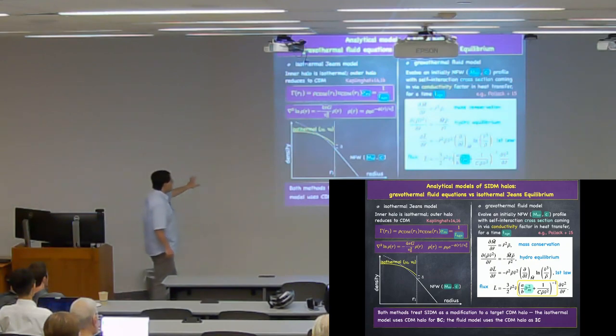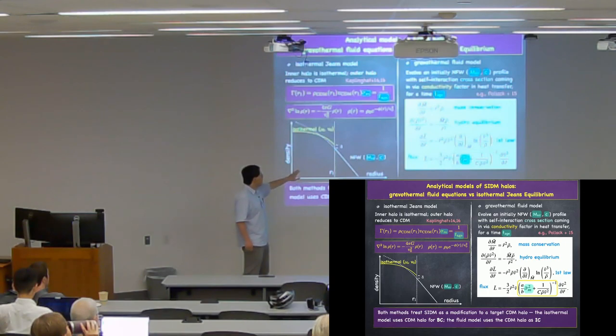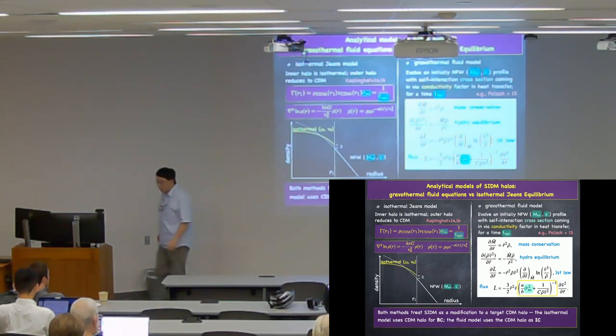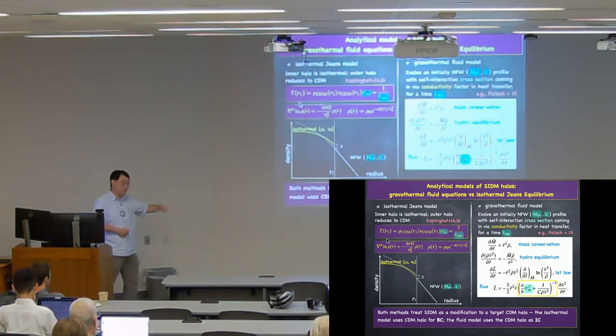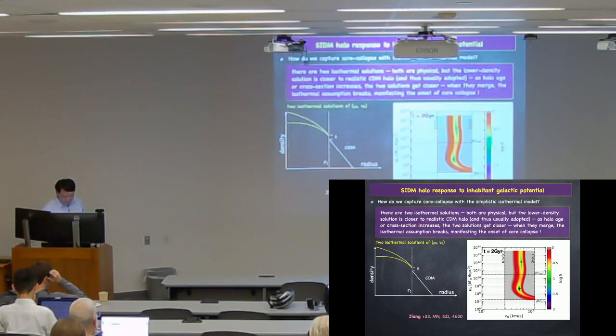The two models have one thing in common. They both have four parameters: cross-section, age of the halo, and the NFW mass and concentration. The difference is that the isothermal model uses the CDM halo as a boundary condition at R1, whereas the fluid model uses the NFW halo as the initial condition. And it turns on self-interaction. Basically, if you have a target halo at time 0, it turns on self-interaction in the future. Forget about self-interaction in the past. That causes some problems, as I will show you.